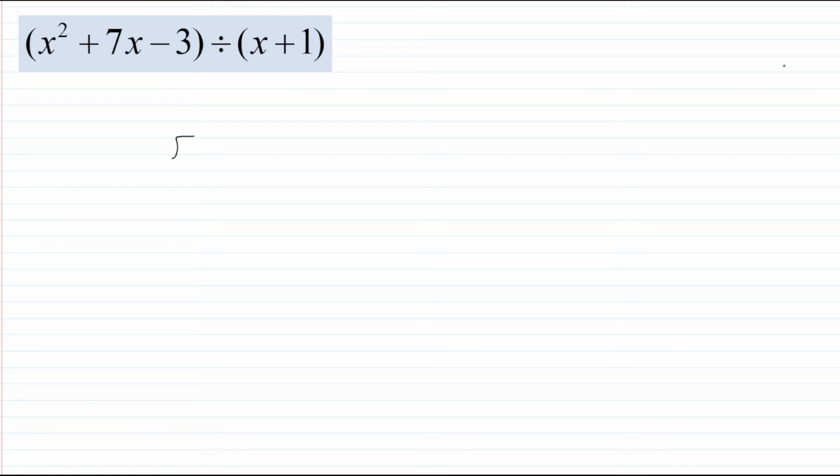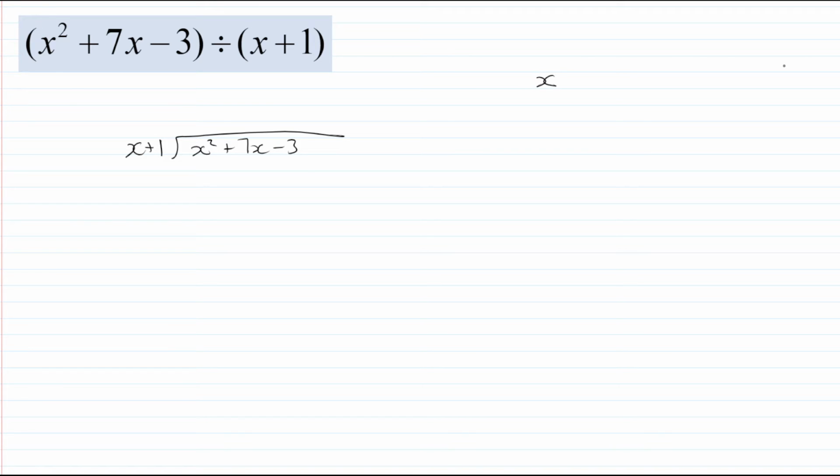So we're going to set this up for long division. We have our dividend, which is x squared plus 7x minus 3, and our divisor, which is x plus 1. Okay, and like I said before, instead of working with powers of 10 one at a time, like with regular number long division, we're going to work with powers of x one at a time. So we're going to start by asking, what is x squared, that's the first term of the dividend, divided by x, which is the first term of the divisor? What is x squared divided by x?